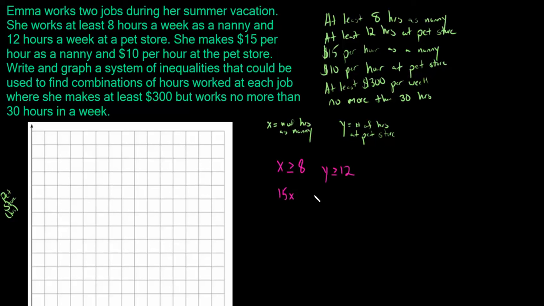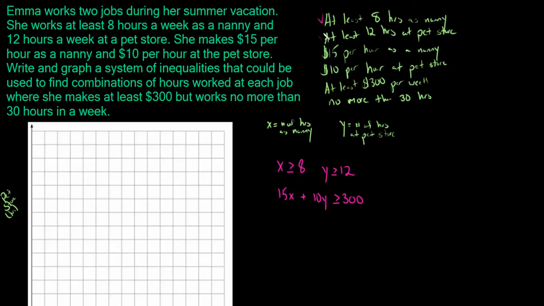And she makes $10 per hour at the pet store, so 10y is going to tell us how much money she makes at the pet store. So 15x is how much money she makes as a nanny, and 10y is how much money she's making at the pet store. If we add these two together, that's her total take-home pay for the week, and she wants to earn at least $300. So we have our third inequality: 15x plus 10y is greater than or equal to 300.